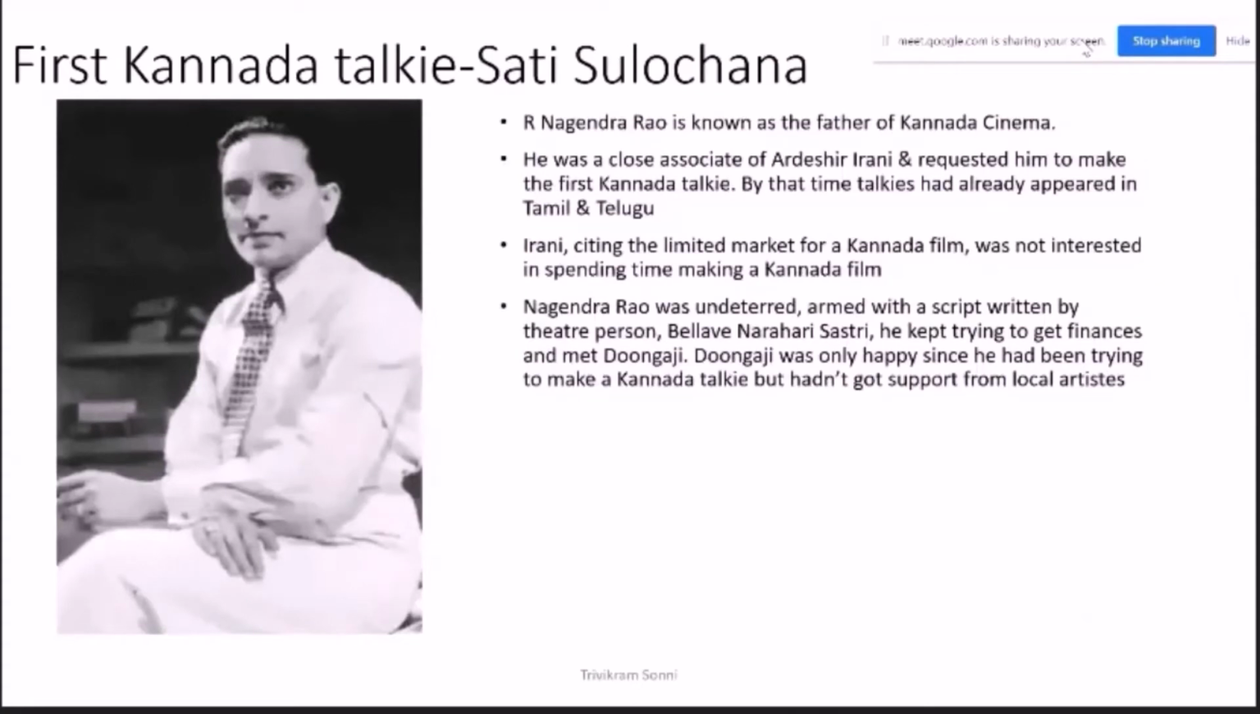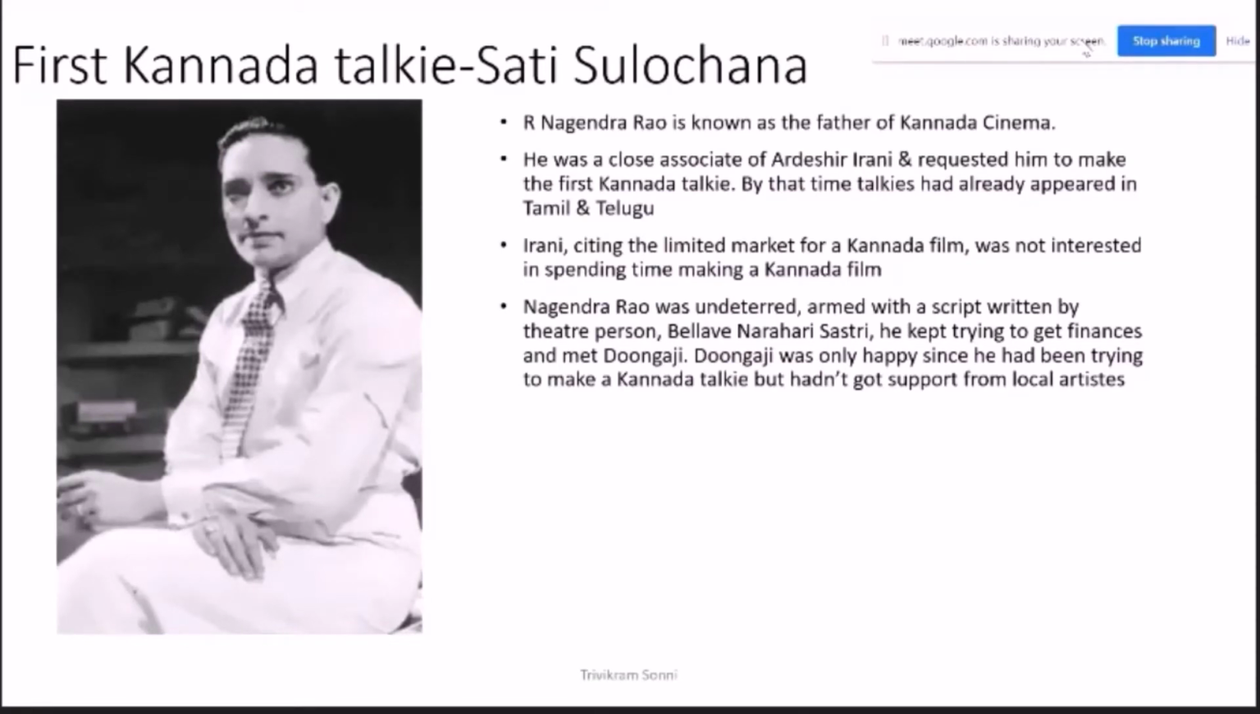Now, this is R. Nagendra Rao, one dapper looking guy. He is known as the father of Kannada cinema. Now look at how all these different film industries sort of got connected and enmeshed. He used to be working with Ardeshir Irani, the man who made the first talkie Alam Ara. And this guy, having been associated with Irani, said, why don't you come and make a film, the first Kannada talkie? It would be really good.